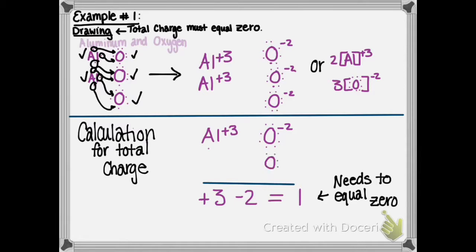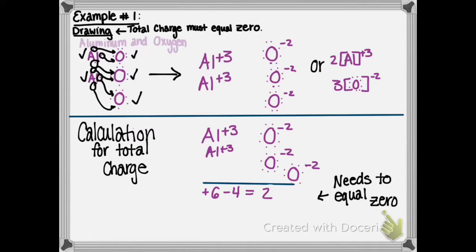So we add another oxygen, and that's going to change the charge, okay, to equal +3 and -4, oh, we're still not balanced, okay? So now we're negative, so we're going to add a positive, so we add another aluminum at +3, which means that we have +6 and -4, which is +2, so we add another negative to equal 0, okay?